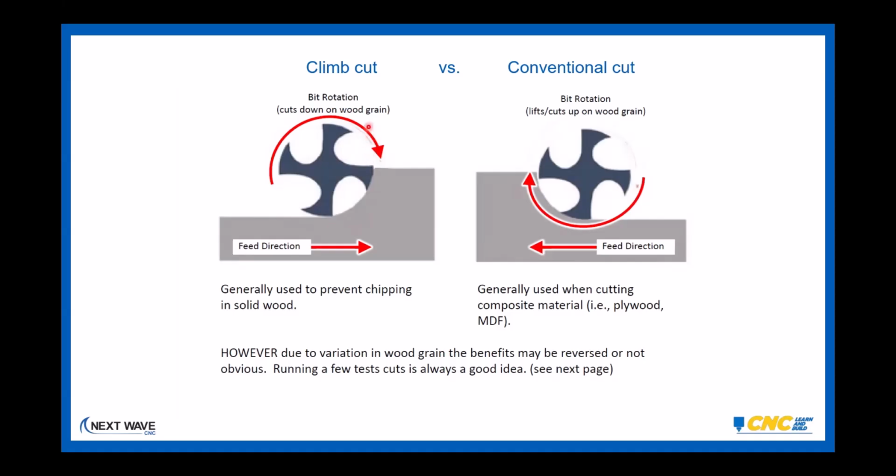In this case, it's chopping down at the top of the wood. So rather than lifting up, it's chopping down, and that way it helps to eliminate chipping, especially when you go around the corner of a board.